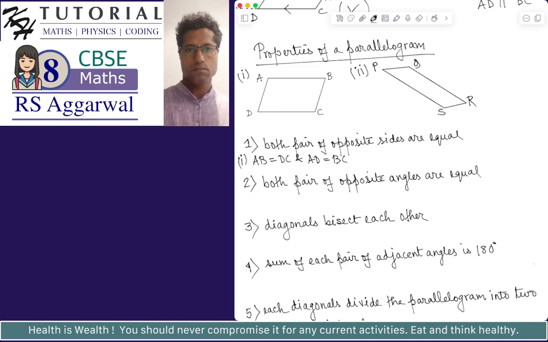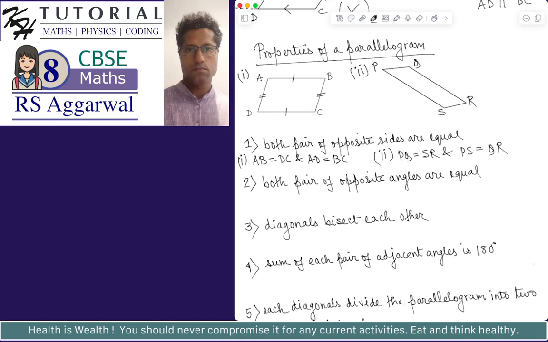Because AB and DC are one pair of opposite sides and AD and BC are the other pair of opposite sides. So the 2 pairs of opposite sides must be equal. So this is for diagram 1. For diagram 2, PQ should be equal to SR and PS should be equal to QR. Okay.